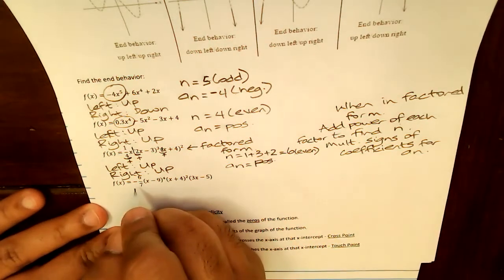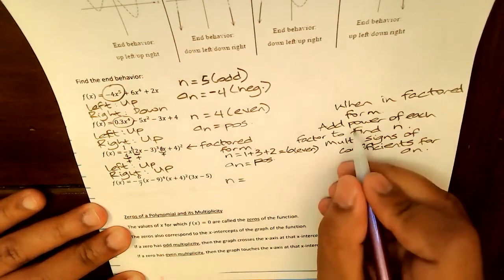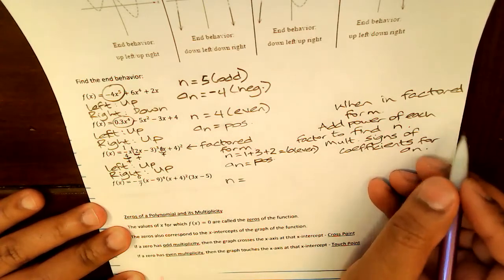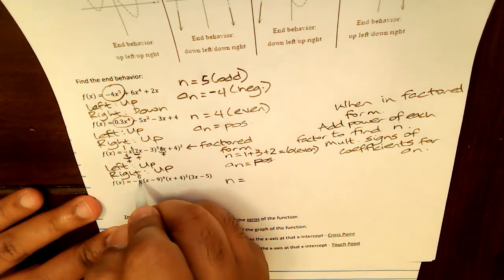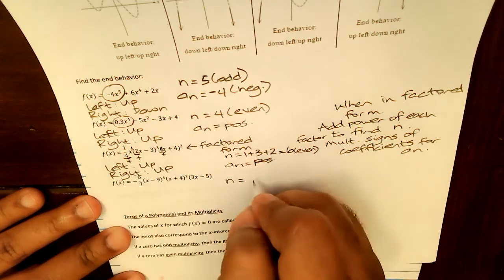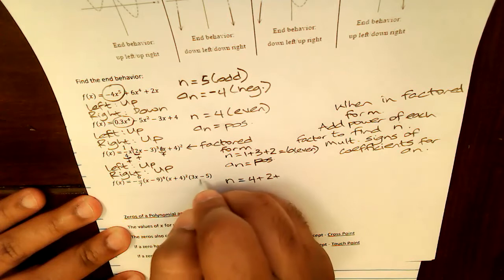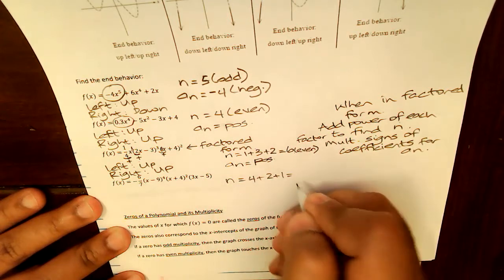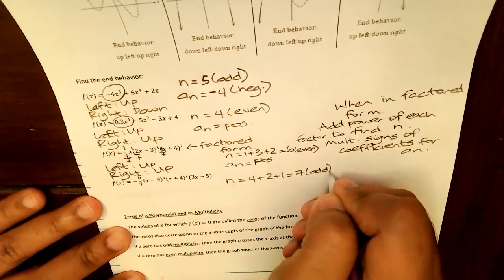In this last example, again, this is in factored form. So to find n, I'm going to add the power of each factor. The -6/7 in front did not have an x in it, so I'm not going to include that. This first factor had power 4, the next factor had power 2, and the last factor has power 1. 4 plus 2 plus 1 is 7, which is an odd number.